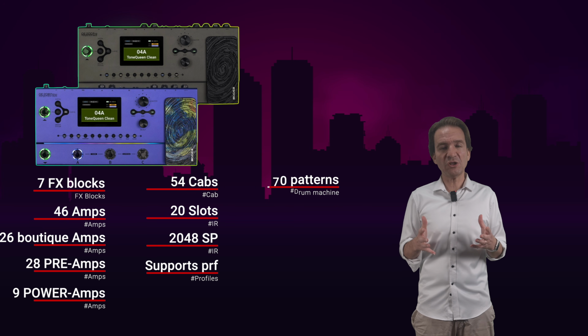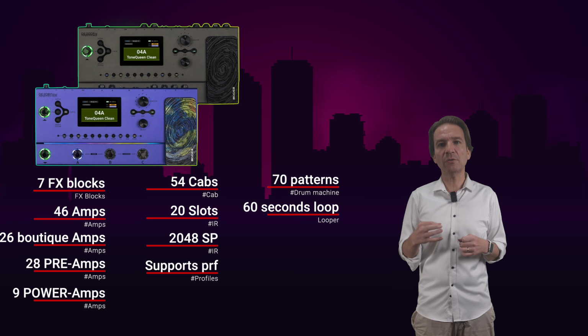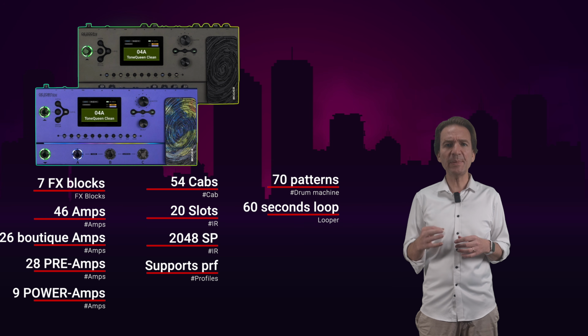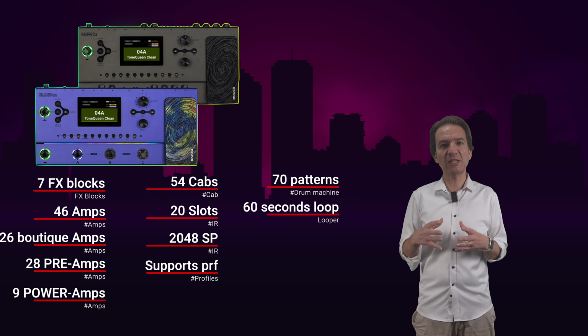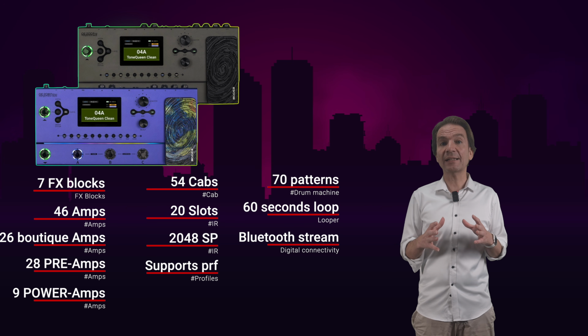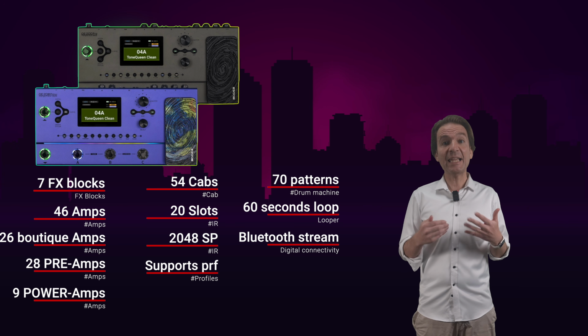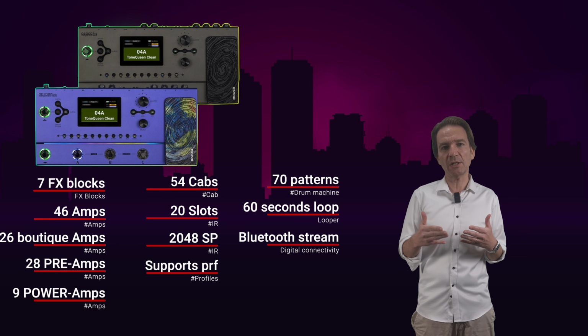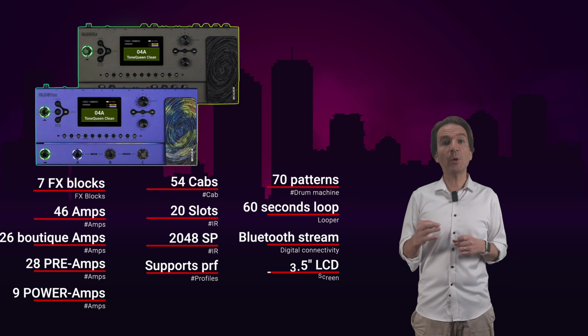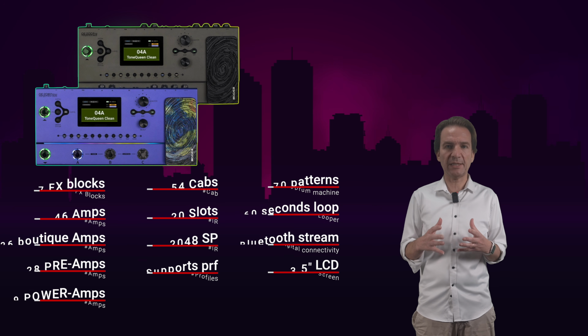It includes a drum machine with 70 patterns, metronomes, and a 60-second phrase looper that can be BPM synchronized, which is cool. A built-in instrument tuner, tap tempo control, and adjustable global EQ settings are integrated. Digital connectivity is another highlight, with support for Bluetooth audio playback, enabling the streaming of backing tracks to the GE 200 Pro. It offers a 3.5 inches LCD screen, 4 full switches and an expression pedal built-in.